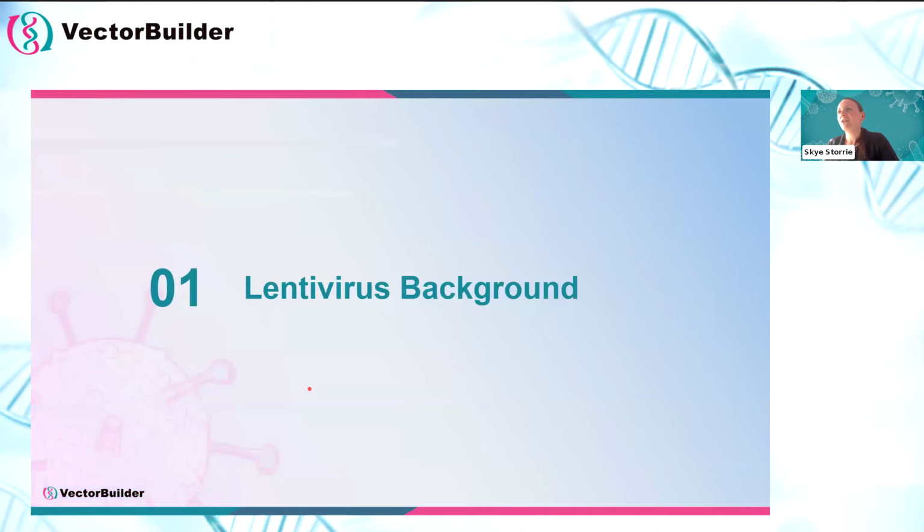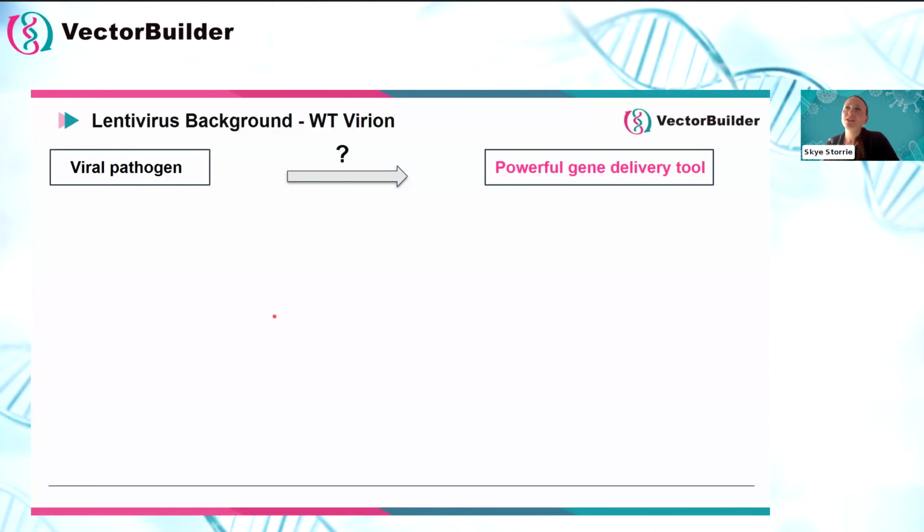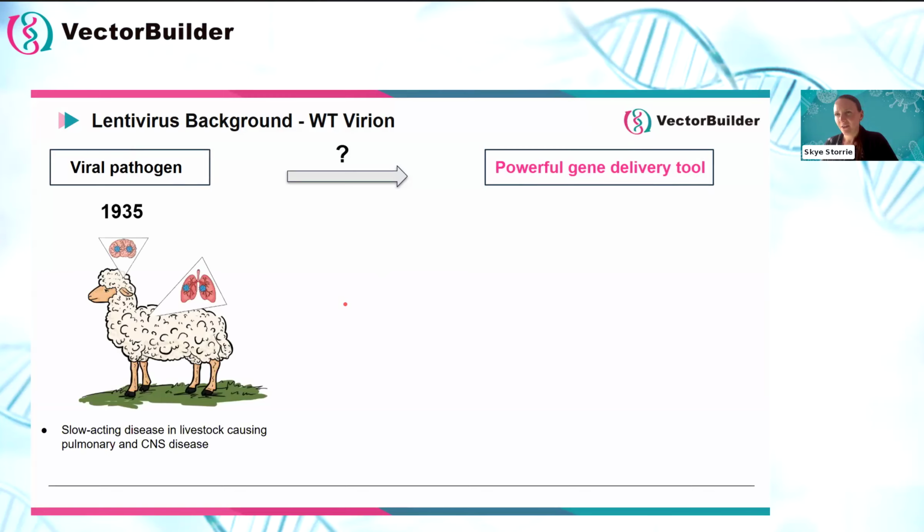So first, let's dive into a bit of a background on lentivirus. How did lentivirus go from being a viral pathogen to a powerful gene delivery tool? To answer this question, let's take a quick step back in time to 1935. Lentiviruses were first discovered as a slow-acting disease in livestock, causing both pulmonary and central nervous system disease in sheep. At this point, it was really only veterinarians who were interested in lentiviruses, because of the huge economic losses this was causing to sheep farmers.